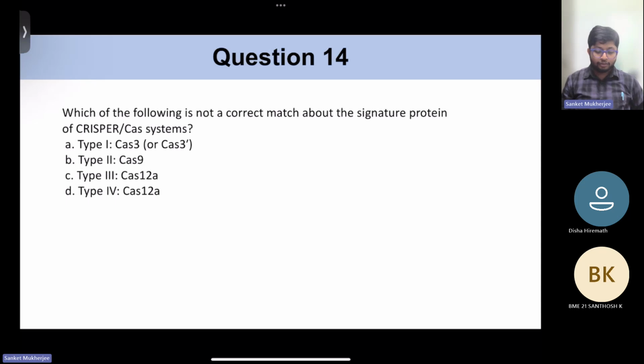Question number 14. Which of the following is not a correct match about the signature protein of CRISPR-Cas system? Type 1 is Cas3, type 2 is Cas9, type 3 is Cas12a, or type 4 is Cas12a. Which one is not the correct match? This is again given in the slides. You can read it. CRISPR spelling is wrong. I'm really sorry. So type 3 Cas12a is the wrong option here.